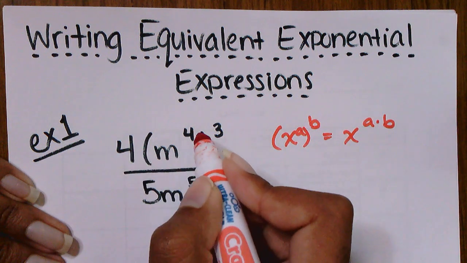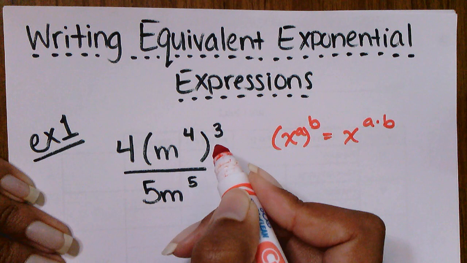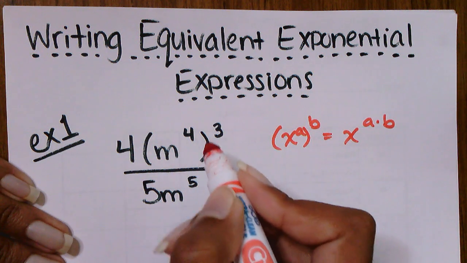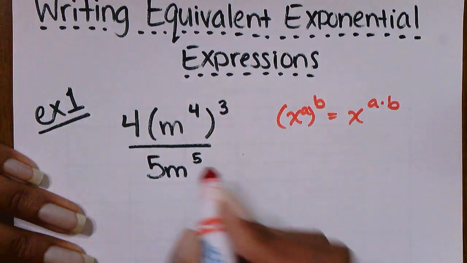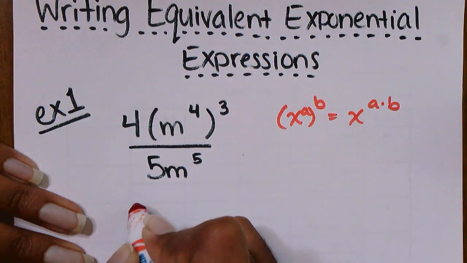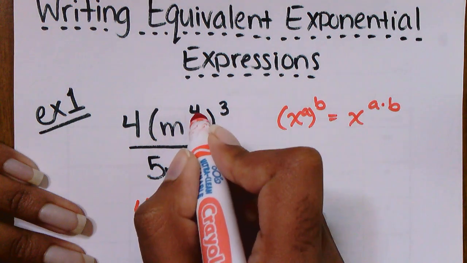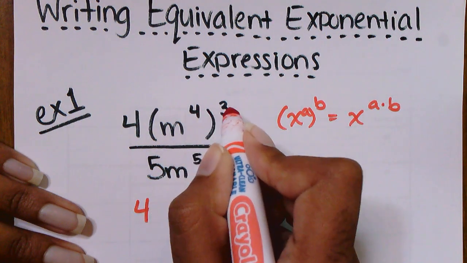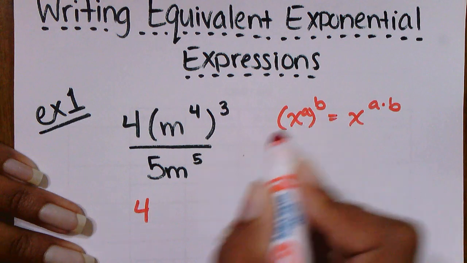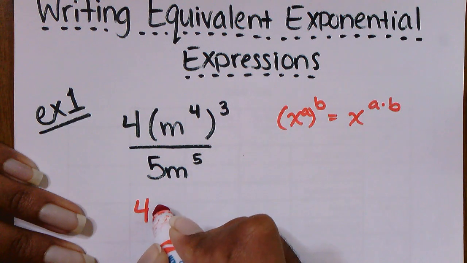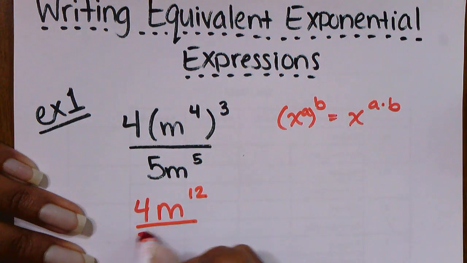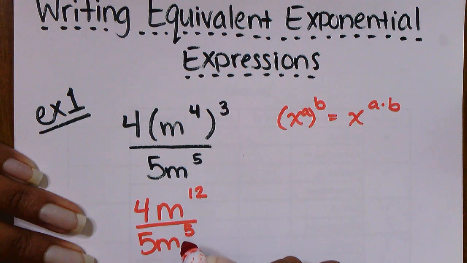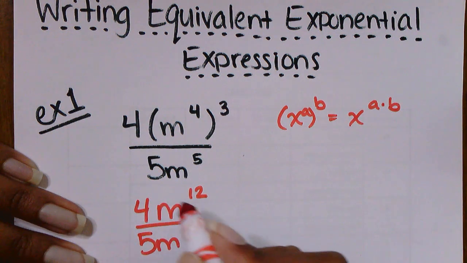So first we want to look at our numerator and denominator and ask ourselves, can we simplify anything? In this case, we can simplify this power to a power. So in our numerator, we would have m to the 4th times 3, because this is a power to a power rule. So it would be m to the 4th times 3, which is 12. So this would be m to the 12th power over 5m to the 5th power. In our denominator, we can't simplify that, but we can simplify these two whole fractions.